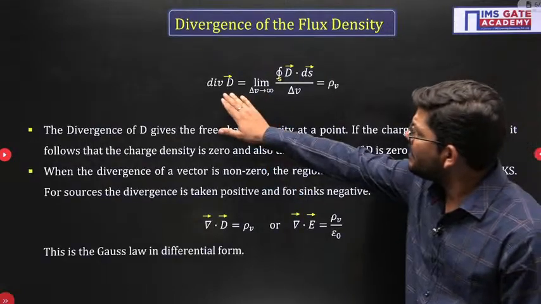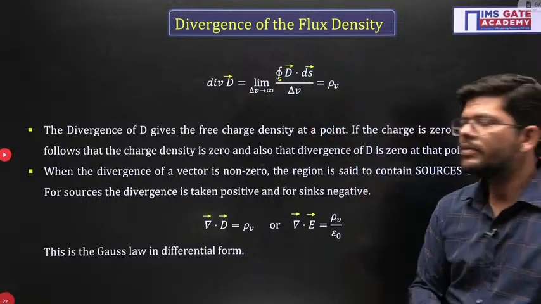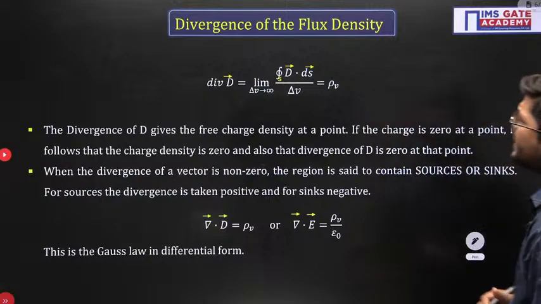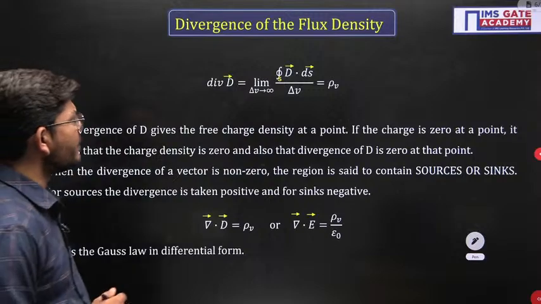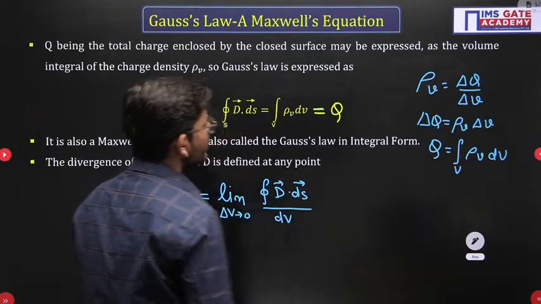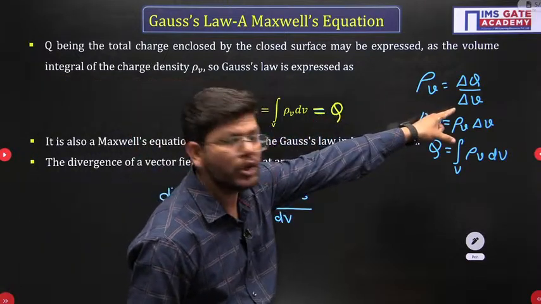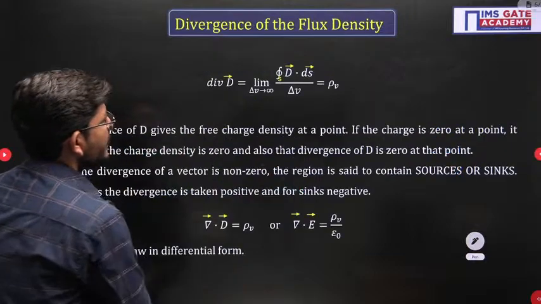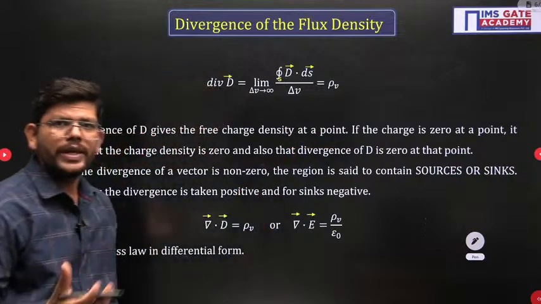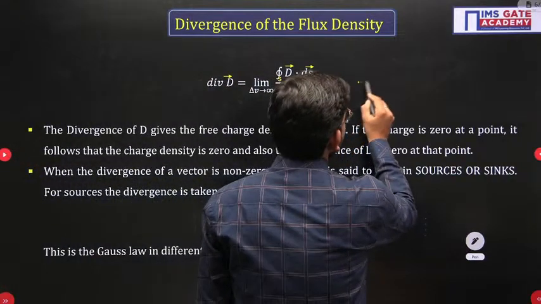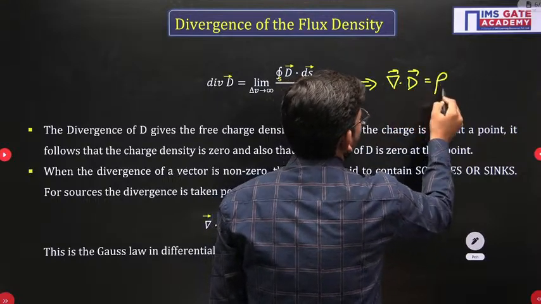Now, as I have written, the divergence is equal to this quantity, which will be equal to rho v. How? Just see. What can we write for the surface integral of D dot dS? Surface integral D dot dS is basically equal to q, and q over volume is rho v, isn't it? So we can write that the divergence of D is basically equal to rho v, or what we have concluded is that del dot D equals rho v.